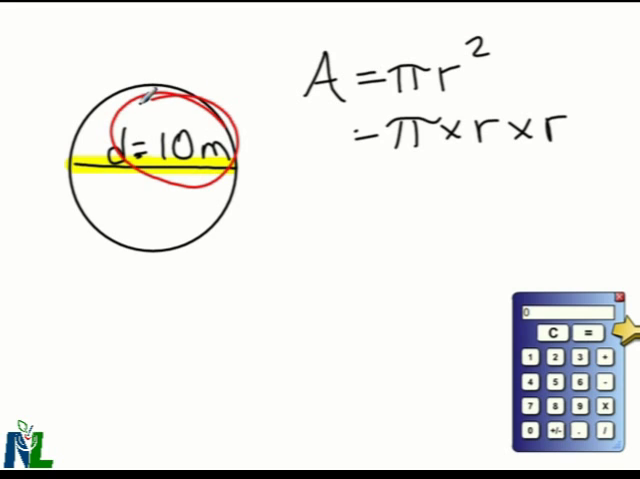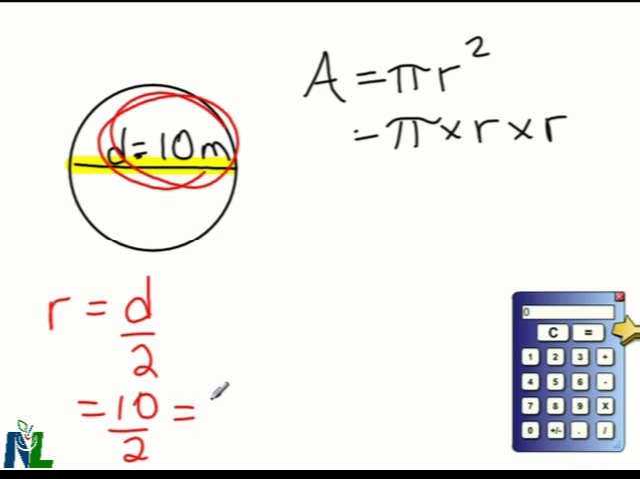We have the diameter. So of course, you know now that to find the radius, we take the diameter and divide it by 2. So the radius in this case, and many of you can do this in your head, is going to be 5. So to find the answer, we're going to do 3.14 multiplied by 5 and multiplied by 5 again.